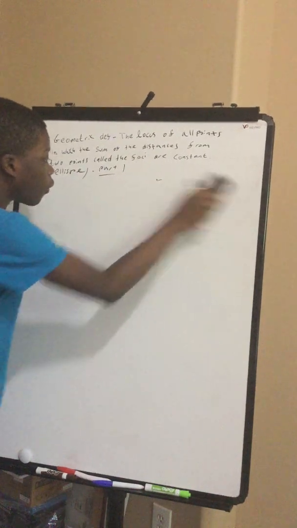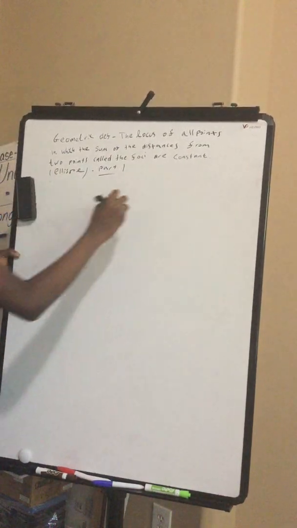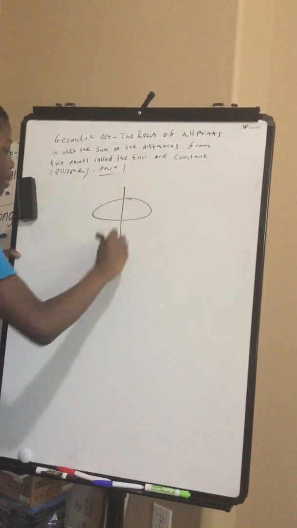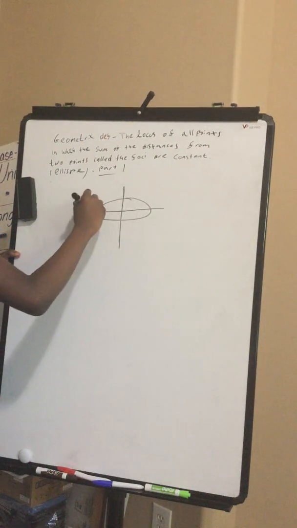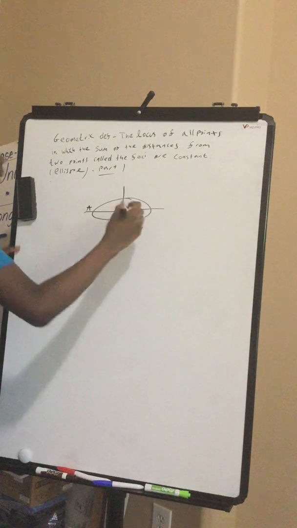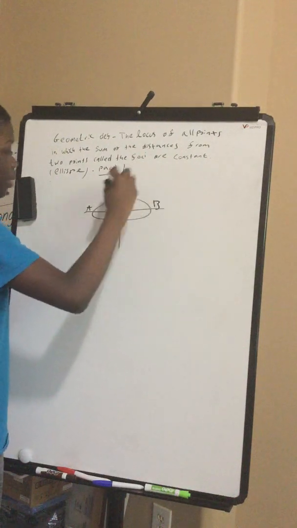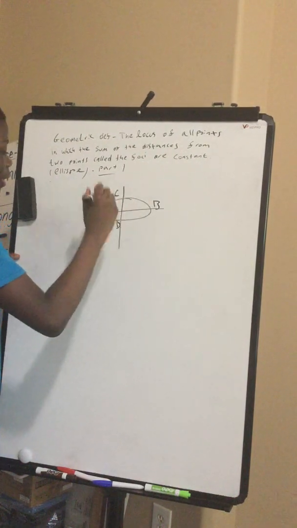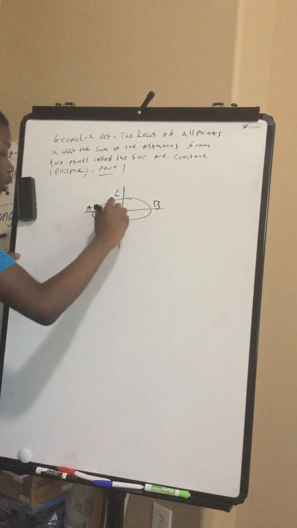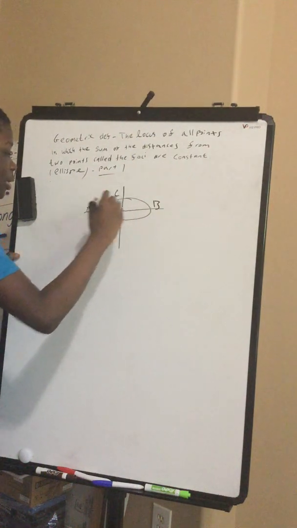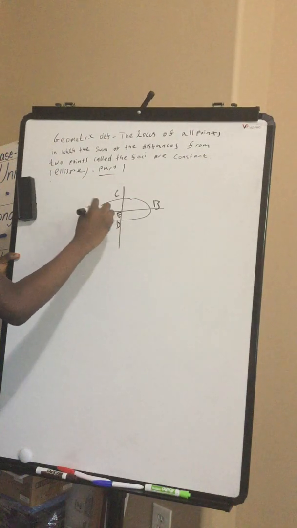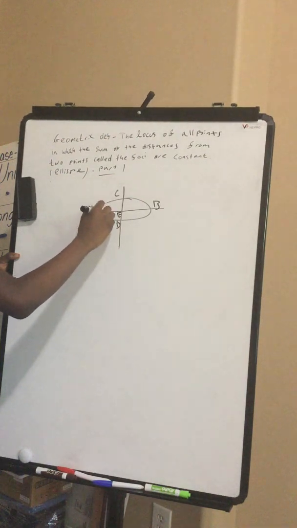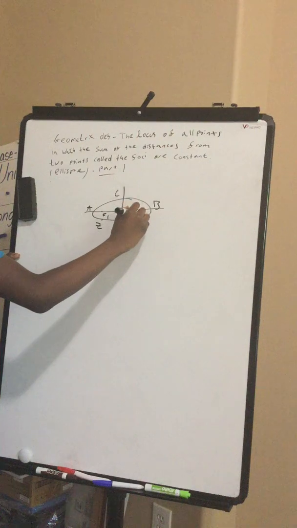Now, for the derivation process, I'm going to draw the same ellipse like I did last time, and this time I'm going to assign it more coordinates. I'm going to call this point A, this point B, this point C, and this point D. And then I'm going to call E the center of the ellipse, and I'm going to pick an arbitrary point on this locus, Z, and I'm going to assign it focus 1 here and focus 2 over here.